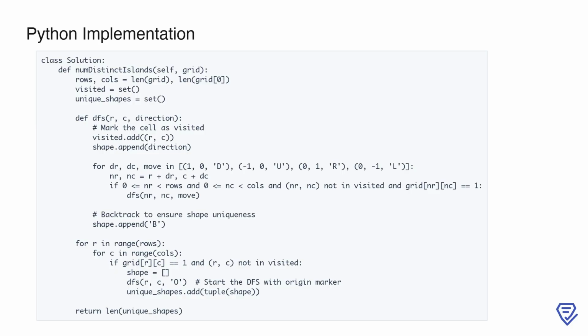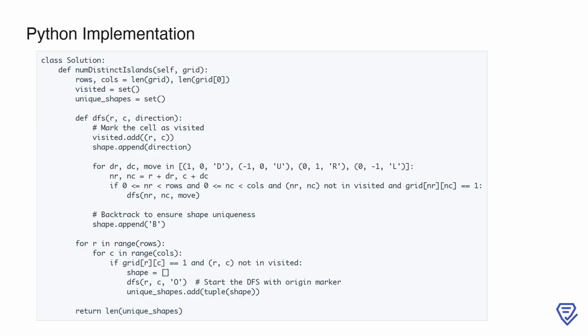The DFS function is defined to perform depth-first search for exploring connected land cells starting from a specific cell. Inside the DFS function, a shape list is appended with a direction marker to record the traversal path. Movement is made in all 4 possible directions: down, up, right, left, while ensuring the next cell is within grid boundaries, unvisited, and contains land, 1. For each move, the DFS recursively continues exploration. A special backtrack marker, B, is appended to shape when backtracking occurs, ensuring the traversal path captures the complete structure of the island.